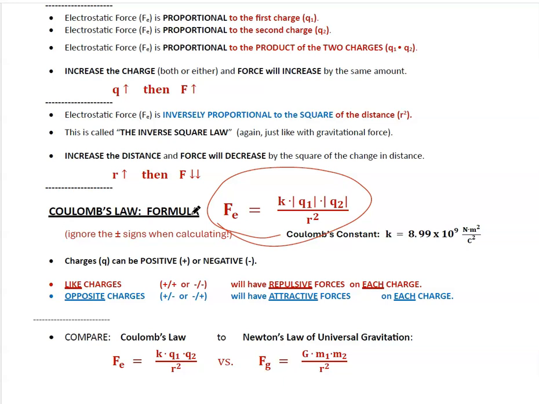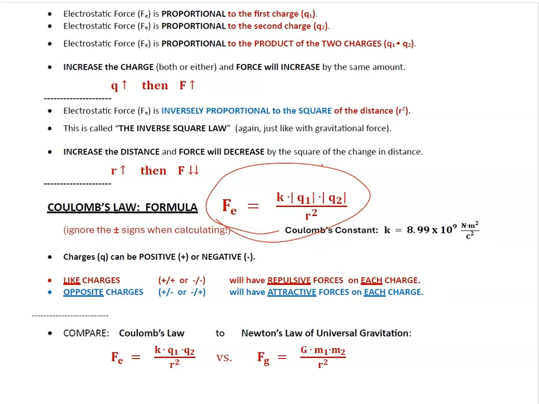If both the charges are the same sign, in other words, they are like charges, positive and positive, or negative and negative, the force will be a repulsive force on each charge. Remember, each charge will have the same force on the other charge. They will both be repulsive in that case. If the two charges have opposite signs, positive and negative, negative and positive, the force that you calculate will be an attractive force on each charge. So the forces will be pointing towards each other and they will be of equal size.